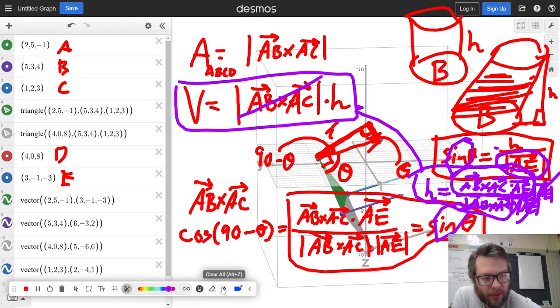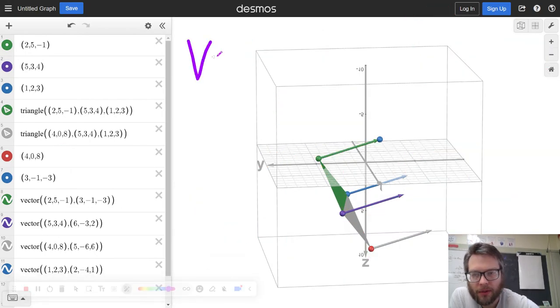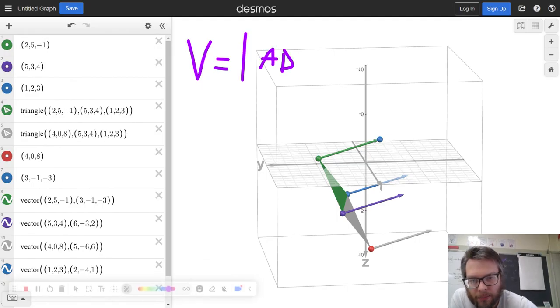I'm going to clear everything out and just rewrite it. The volume of our parallelepiped is just the absolute value of AB cross AC dotted with AE.